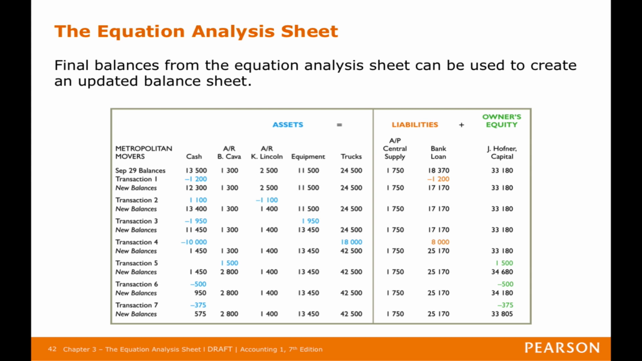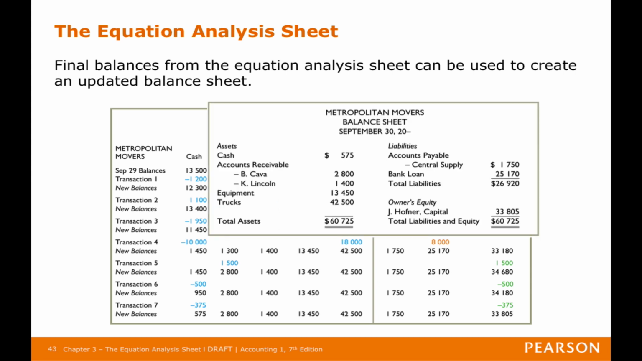Once we have the final balances from the equation analysis sheet, we can create an updated balance sheet with those values. So here you see a new balance sheet for Metropolitan Movers, and we've taken the balances of the assets, liabilities, and owner's equity and entered them into the balance sheet. That's everything for the equation analysis screencast.